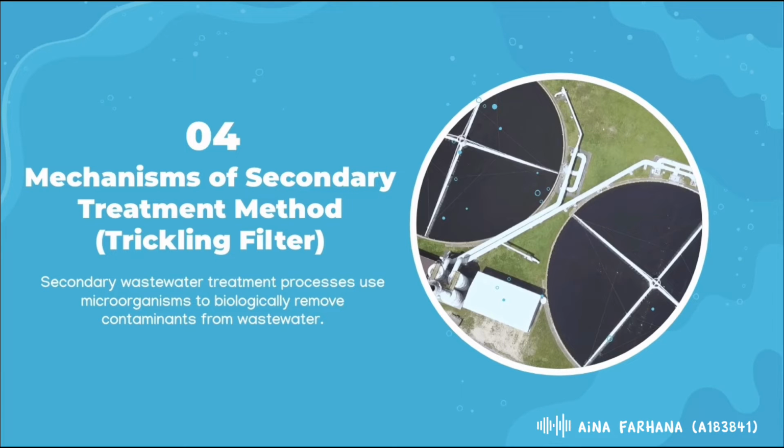Hi, my name is Aina and I will be representing the mechanisms of the secondary treatment method. First of all, you need to know that the secondary wastewater treatment processes use microorganisms to biologically remove contaminants from wastewater. So, trickling filters are biological reactors within wastewater treatment. The main function of trickling filter is to remove organic matter and ammonia from wastewater.